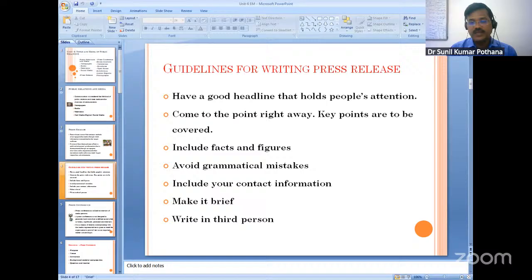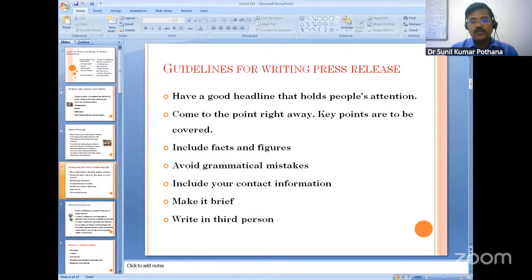Write in the third person instead of using I am, you are. We know he or she, like a third person, we have to use the third person. This is not my own press release. This is by the organization.